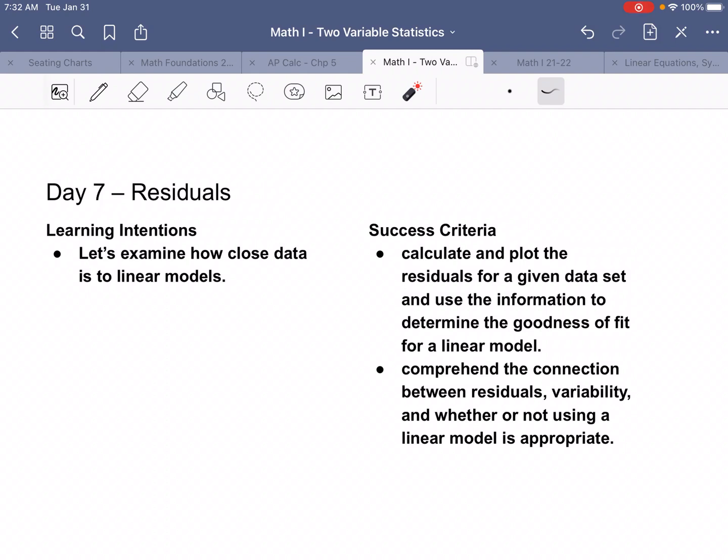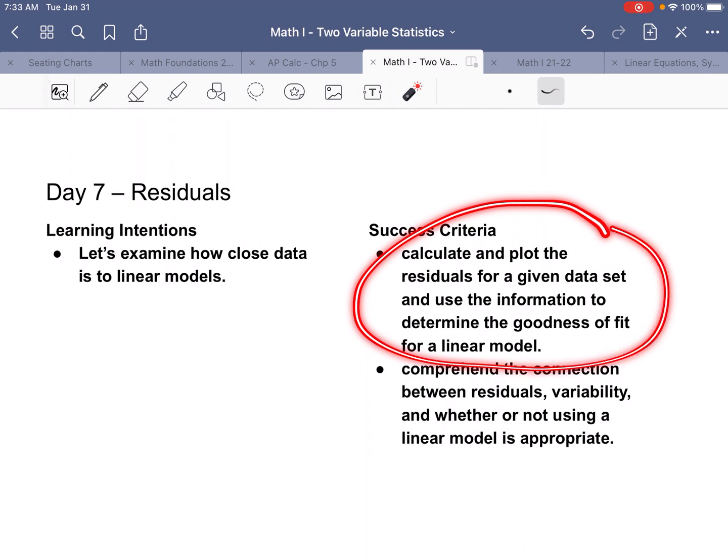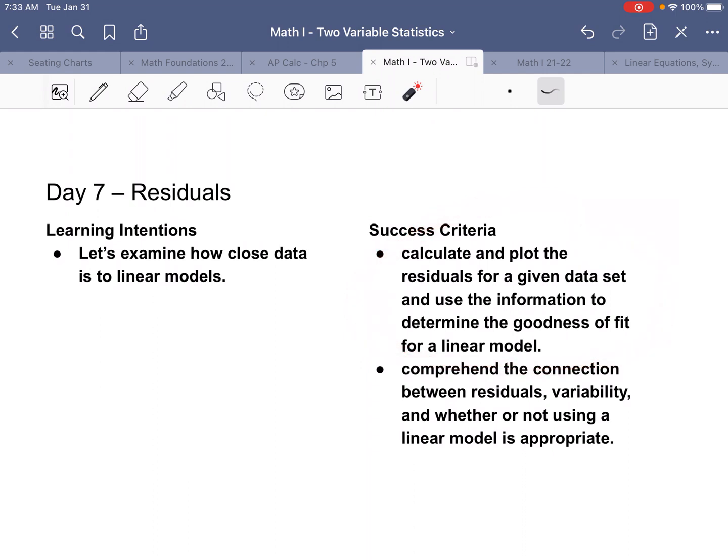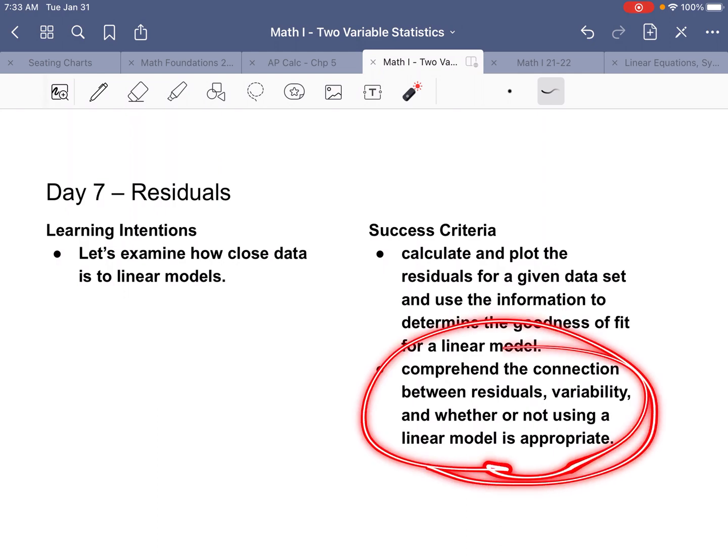So today we're going to go over the day 7 lesson on residuals. This is a fairly simple lesson, so this should be a quick one. First of all, residuals talk about how close data is to your linear model. And what we did in this lesson is we calculated and plotted residuals for a given data set, and then used the information to determine the goodness of fit for a linear model. So we're going to talk about these things as well.